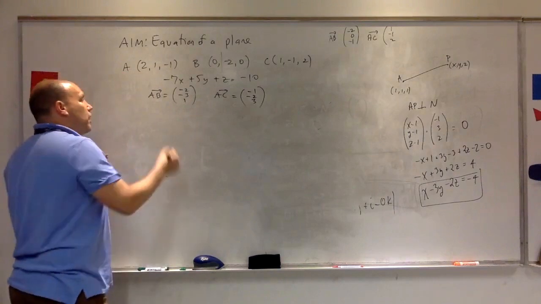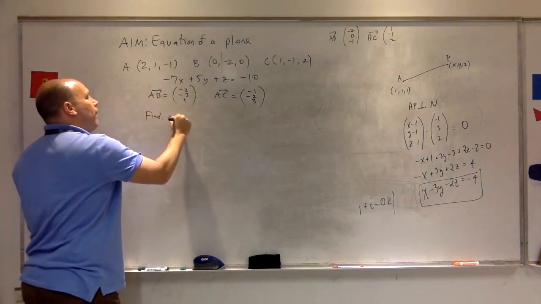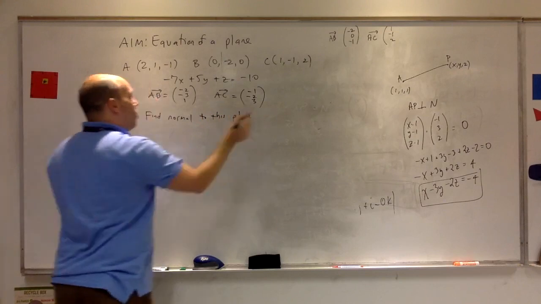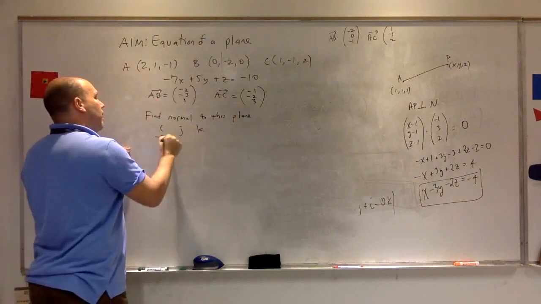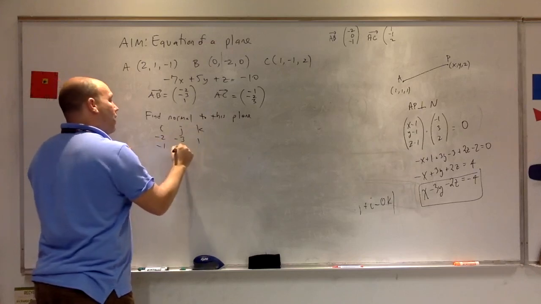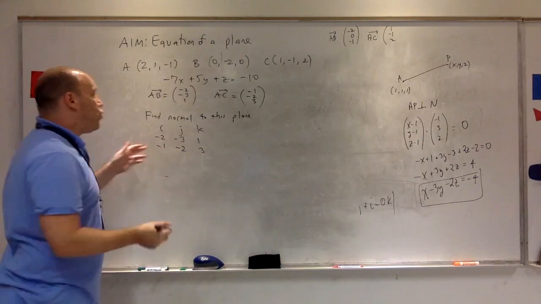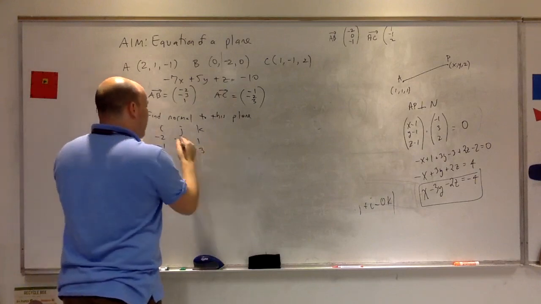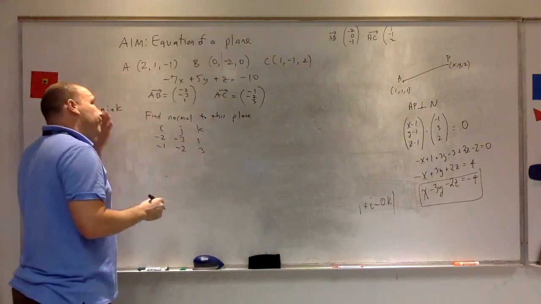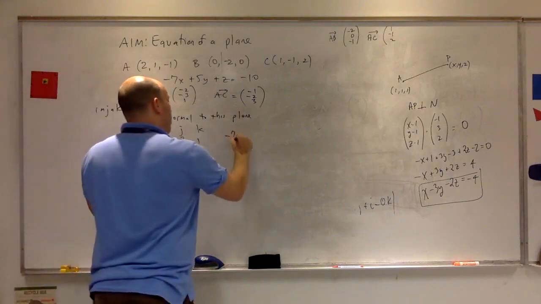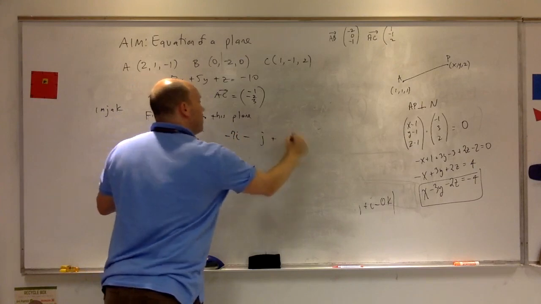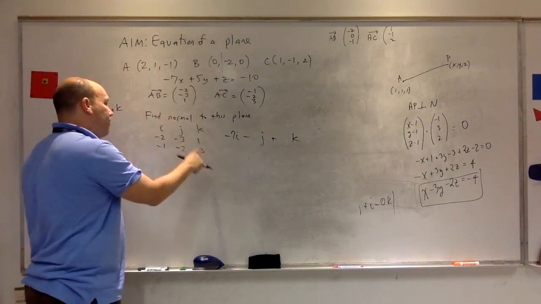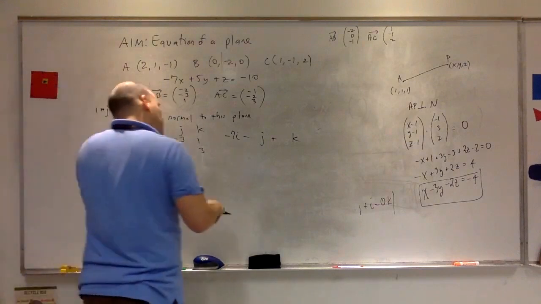Well, let's set this up. Let's find the normal to this plane. So I, J, K, -2, -3, 1, -1, -2, 3. I'm going to do the I-J-K method because I like that. Let's see. -9 minus -2 is -7, minus J plus some K. So for the J, take out the middle, take out the top, so we have -6 plus 1 is -5.